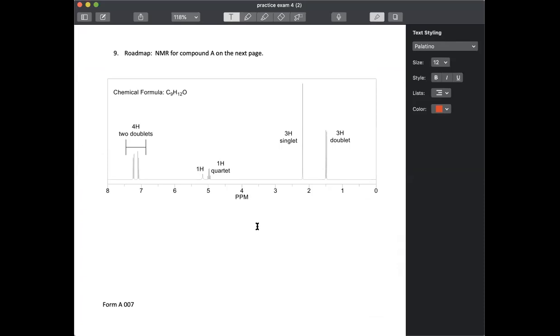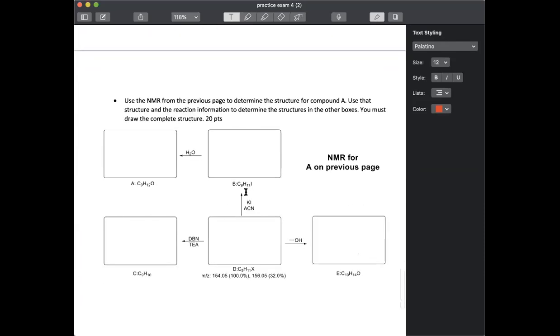And yes, there is going to be NMR, because that's how you do the roadmap. So how would you do this question? You have to figure out these missing structures, and she'll give you an NMR spectrum for one of the boxes. In this case, she gave you the NMR for box A. So you figure out that structure, and then you figure out everything else by working backwards.